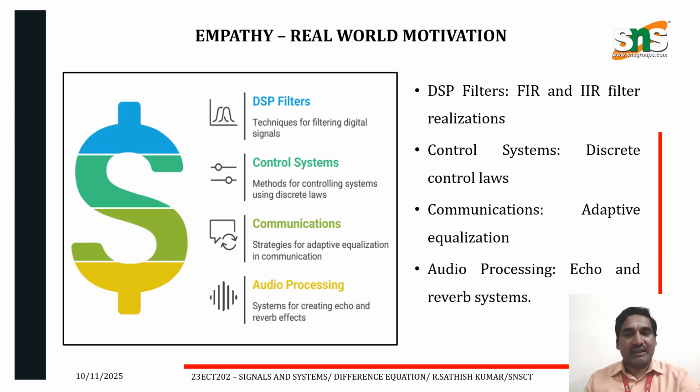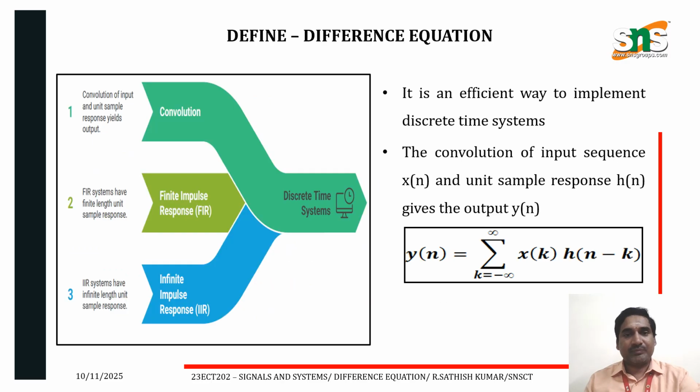It is used in DSP filters, that is for FIR and IIR filter realizations. See, realizations are direct form 1, direct form 2, cascade form and parallel form. It is used in control systems for controlling using the discrete laws. And it is used in communication systems for adaptive equalization, and in audio processing systems for creating echoes and reverb systems.